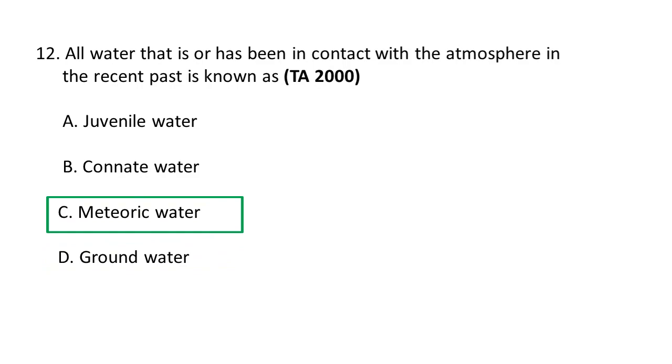Meteoric water. Meteoric water is water that has come into contact with the atmosphere in the recent past and is derived from precipitation like rain and snow. It also includes water from lakes, rivers and ice melts, which all indirectly come from precipitation. So water that has been in contact with the atmosphere in the recent past is known as meteoric water.